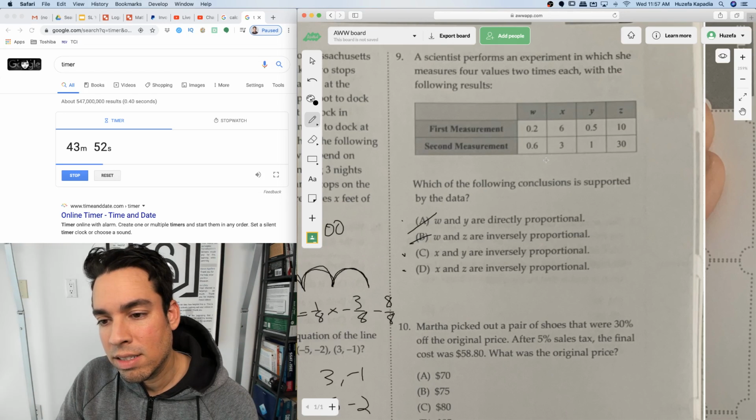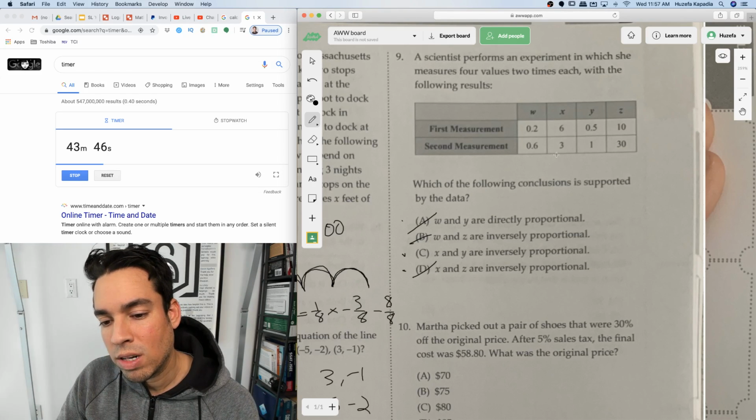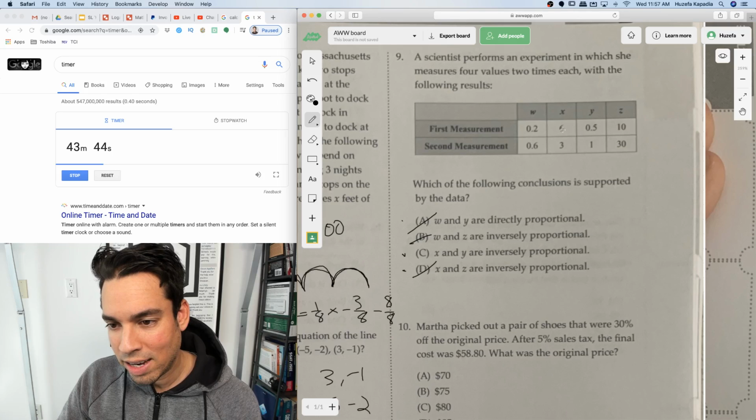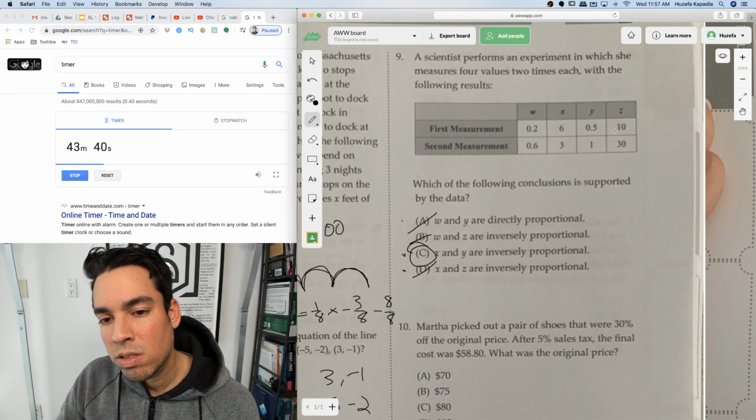X and Z are inverse. So this is divided by 2, this is multiplying by 3, so that's not perfect. Then this is the best one. X and Y is actually inversely proportional. X is dividing by 2, this is multiplying by 2, so I'm going with C.